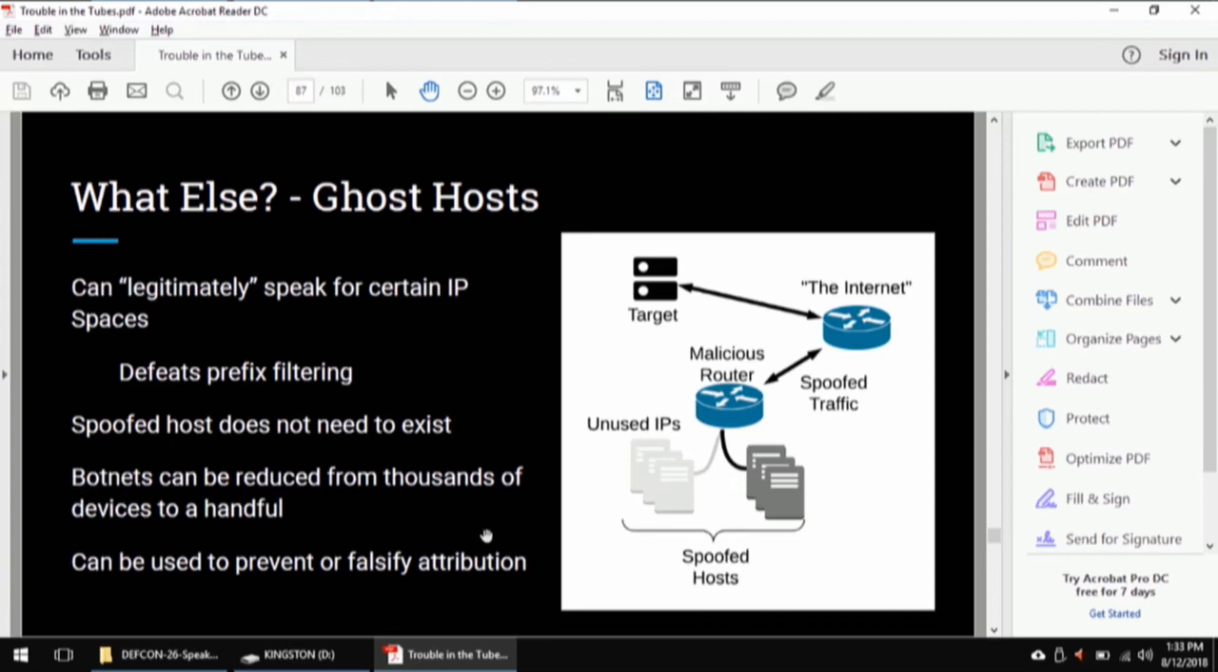We can spoof any host we want on that network. It doesn't need to exist. Even in this case, we can now have bidirectional communication. We can send traffic for a host and then receive the response. And we can reduce our botnets from thousands of devices to just a handful of routers.